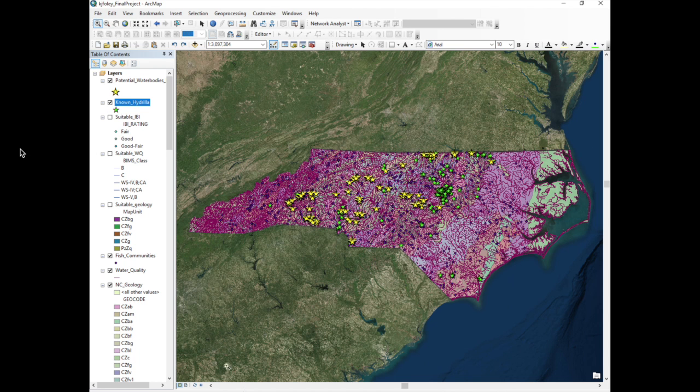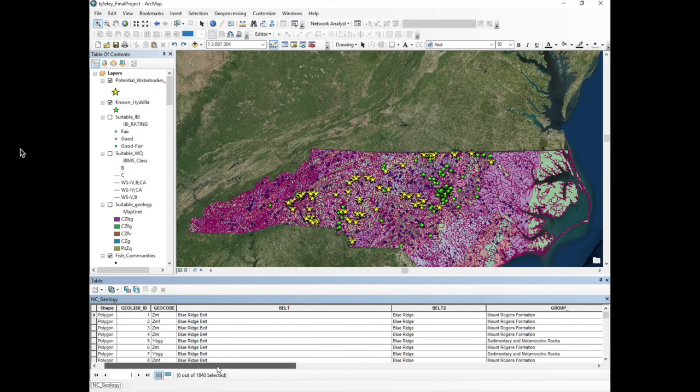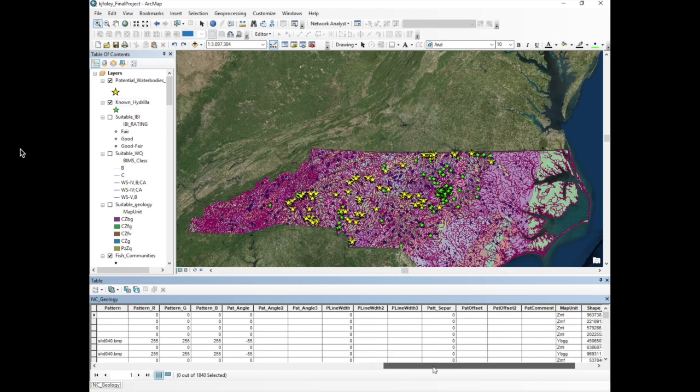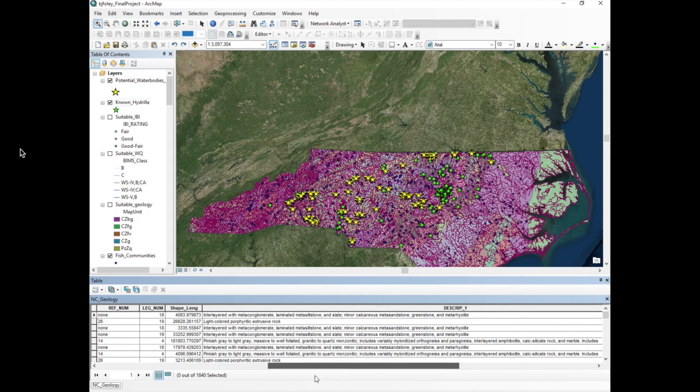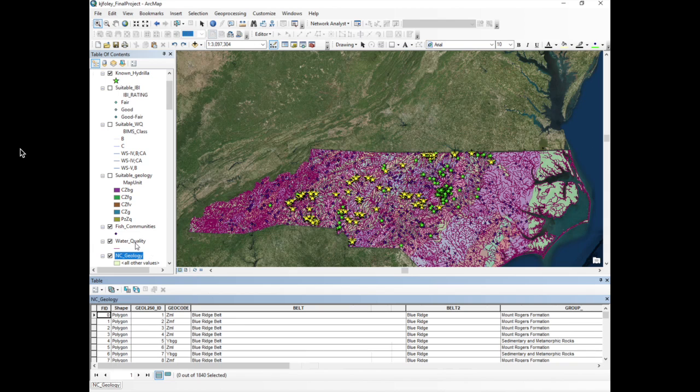Here are the data layers that I used for my project. First, I have a layer that depicts the different geologic formation types throughout the state of North Carolina. I focused on this geocode attribute to keep it simple because if you look at the attribute table of this data layer, it gets pretty complicated and you could get really into it if you wanted to, but I didn't.